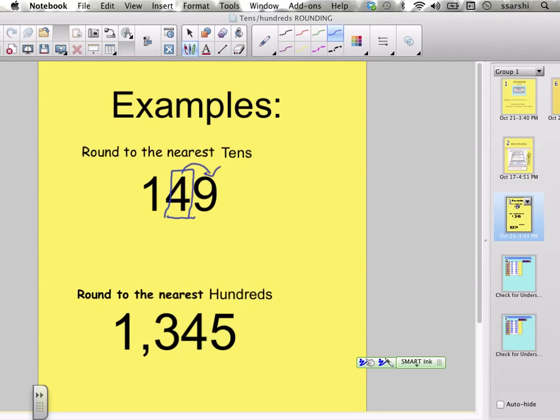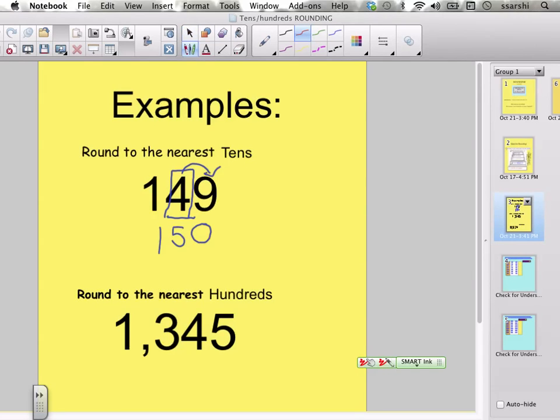In this case, it's a 9. Again, all the magic happens in the house. So the 9, because it's 5 or above, is telling the number in the house to get bumped by 1. The 4 becomes a 5. Everything to the right turns to a 0 because we are rounding. And to the left, it stays the same. So 149 rounded to the nearest 10 equals 150.